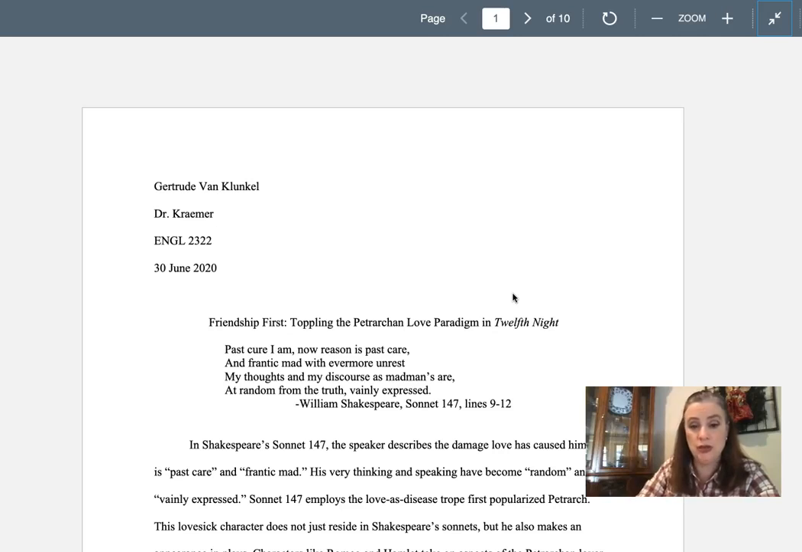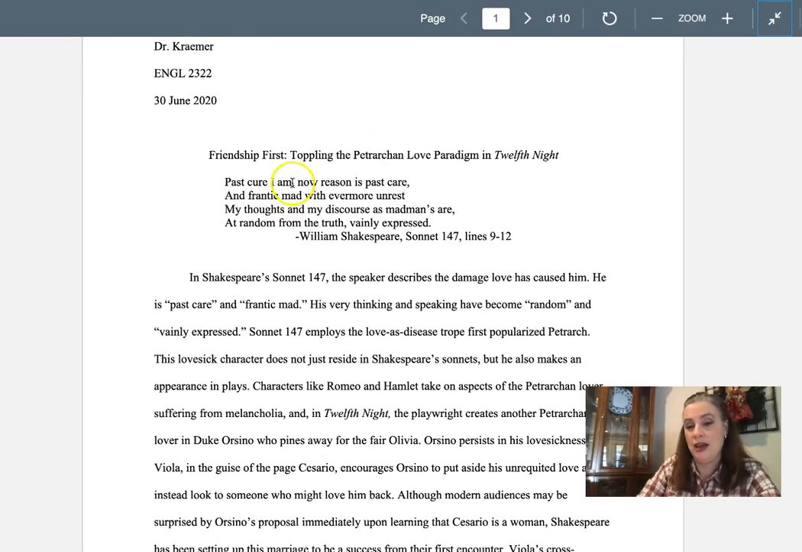This is about Twelfth Night. You see that I have a specific title. Now, I like to be cutesy and do some alliteration. You don't need to be cutesy. You just need to be specific. You see that I have an epigraph here. That's what this is. And then I use that as my hook. And then I immediately start to discuss the epigraph in the first few lines of the intro.